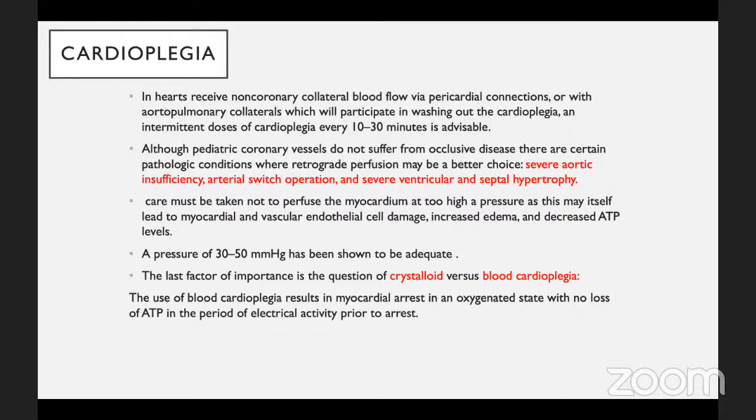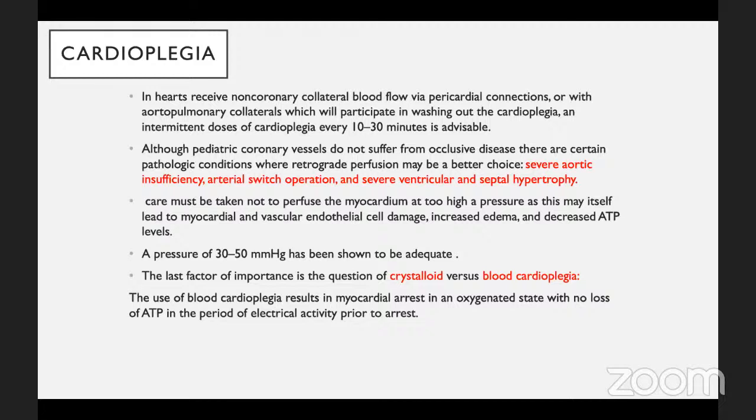The heart receives non-coronary collateral blood flow via pericardial connections or aortopulmonary collaterals, which will participate in washing out the cardioplegia, so intermittent doses of cardioplegia every 10 to 30 minutes are advisable. Although pediatric coronary vessels do not suffer from occlusive disease, there are certain pathological conditions where retrograde perfusion may be a better choice, like severe aortic insufficiency, arterial switch operation, and severe ventricular and septal hypertrophy.